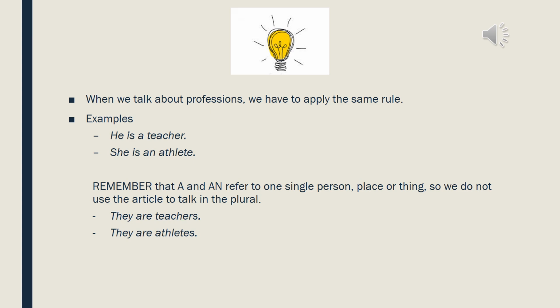Also, remember that a and an refer to one single person, place, or thing. So we do not use the article to talk in the plural.